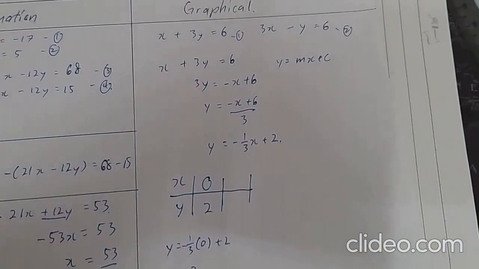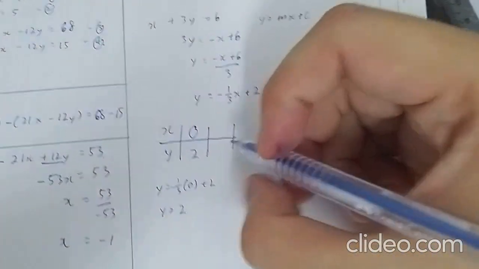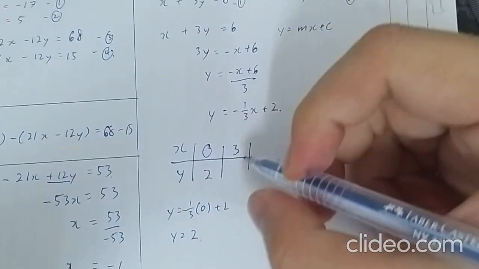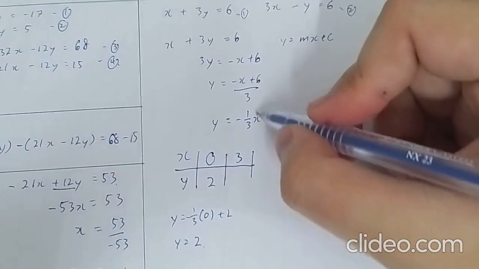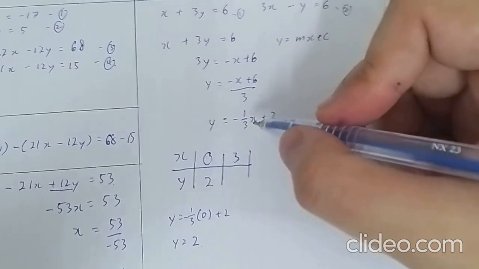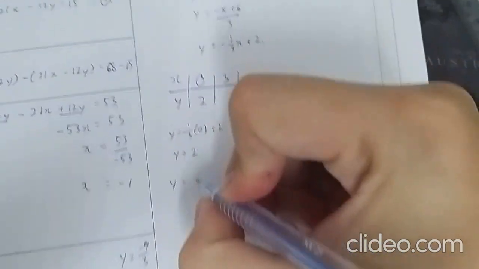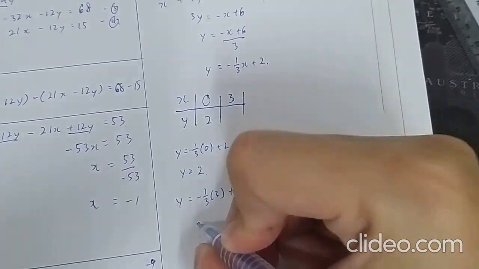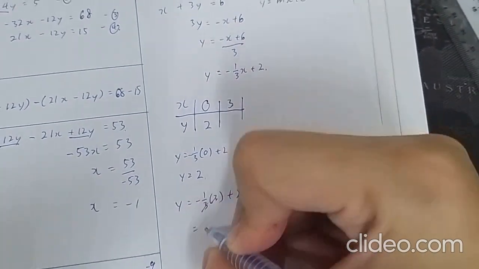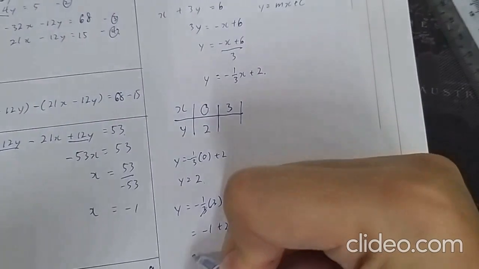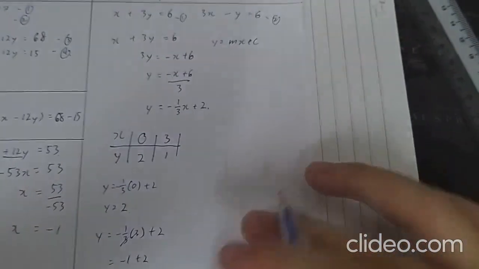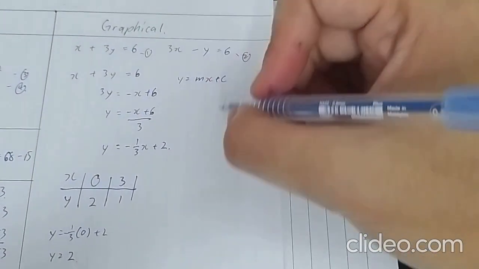And then similarly we want to try x equals 3. Why do I want to pick 3? Because that way I can make it an easy whole number. So same thing, y equals negative 1 over 3 times 3, plus 2. The negative 1 over 3 already cancels, so what I have left is negative 1 plus 2, I get 1.